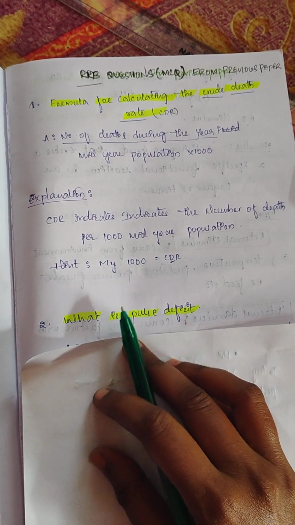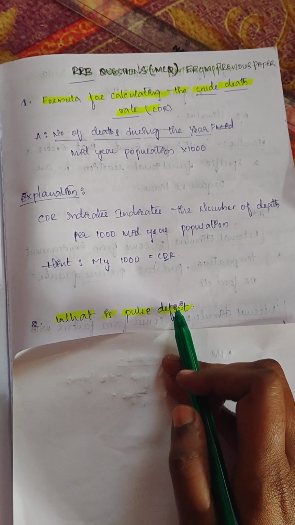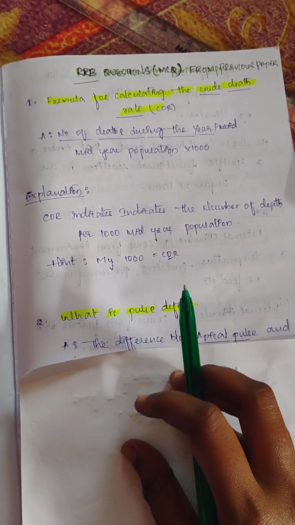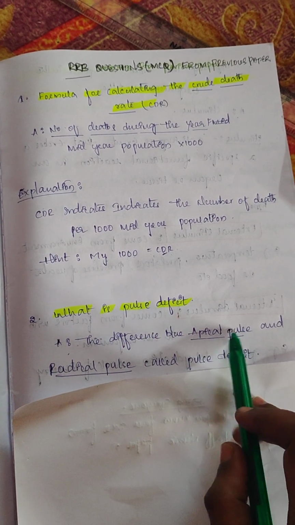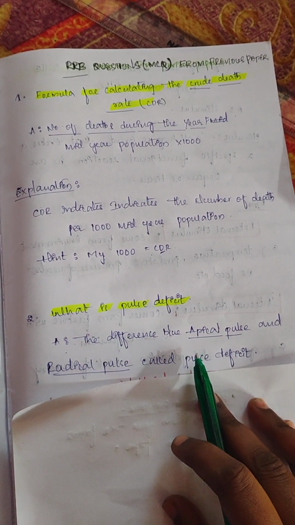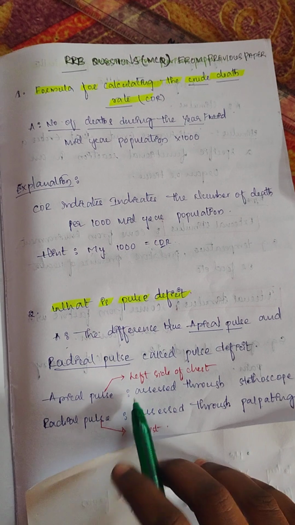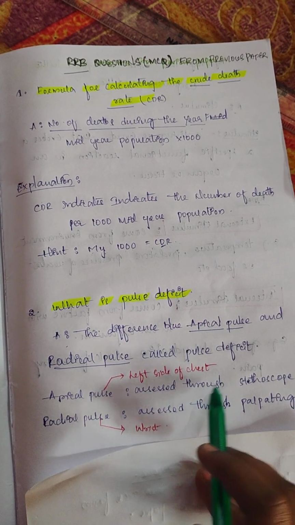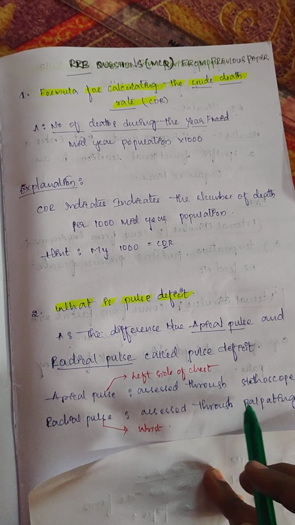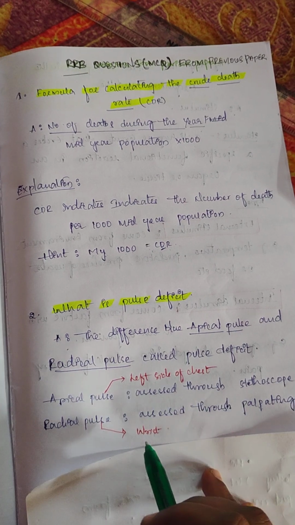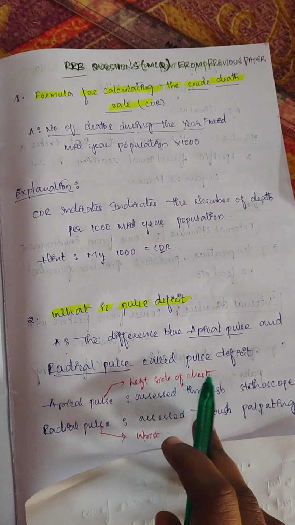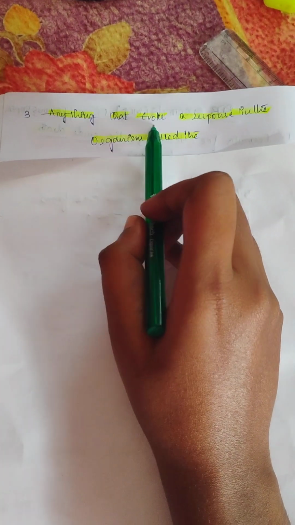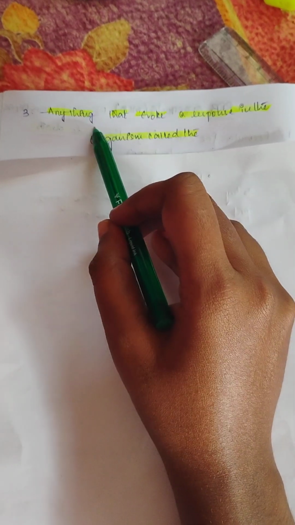Okay, the next question you can see, what is pulse deficit? The difference between the apical pulse and radial pulse is called the pulse deficit. Apical pulse we can assess with the stethoscope, radial pulse we can assess by palpating. The position of the radial pulse is the wrist, and the position of the apical pulse is the left side of the chest.